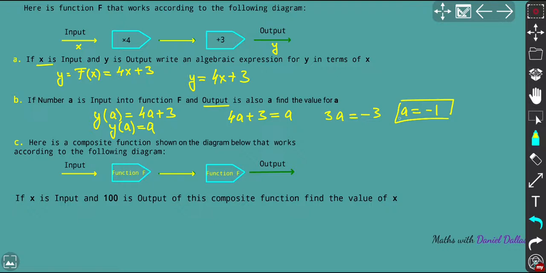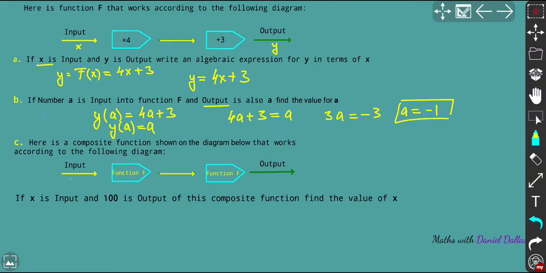Let's go to C. Here is the composite function shown on the diagram below. So you have some input, that's function f that was described above, and the output of the first function becomes the input for the second function. That works pretty much the same, meaning it's the same function. And here is the output. So if x is the input in this process and 100 is the output, you need to find the value for x.